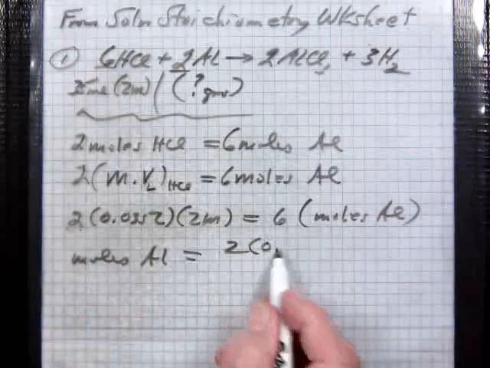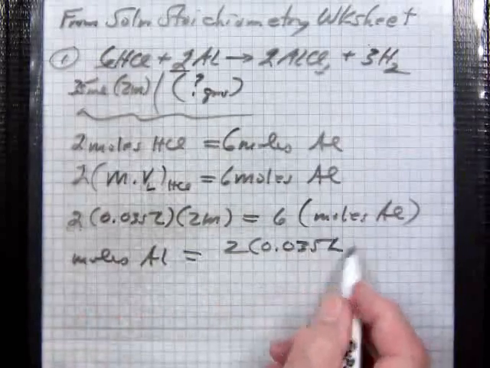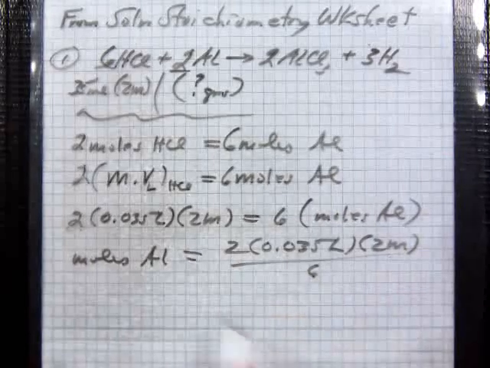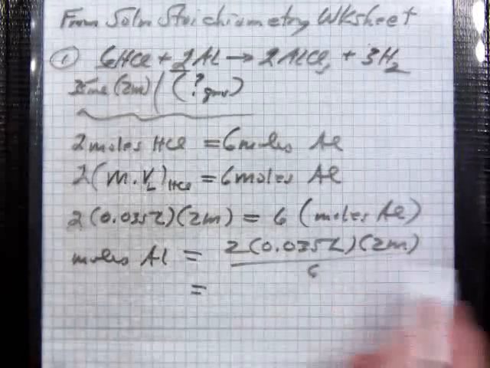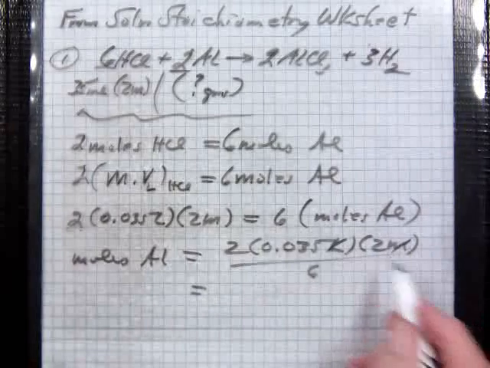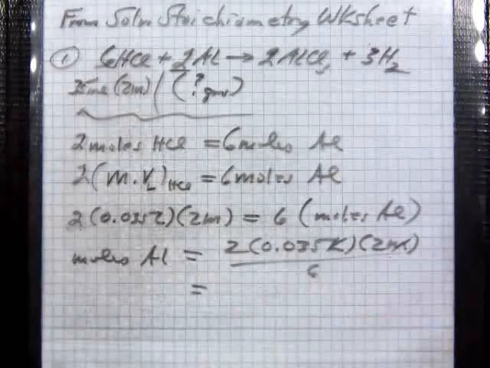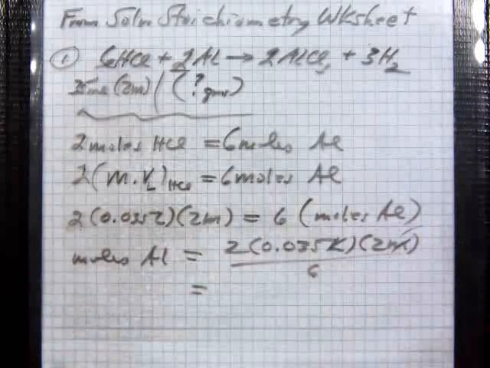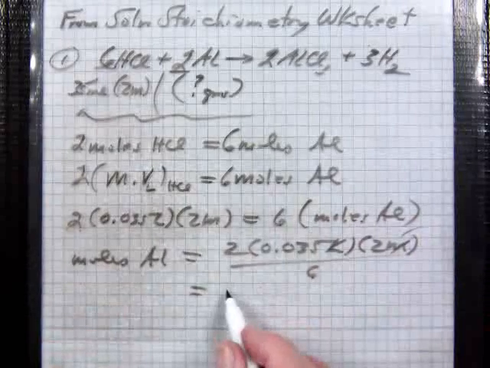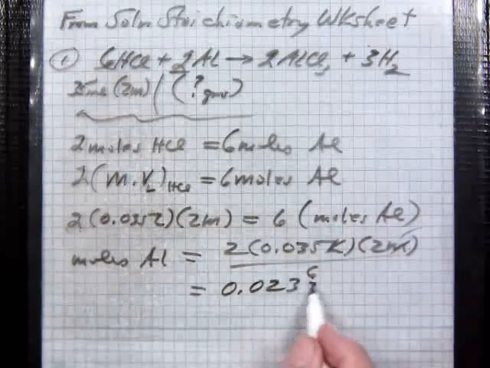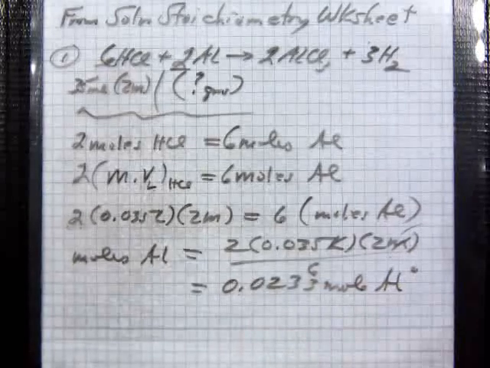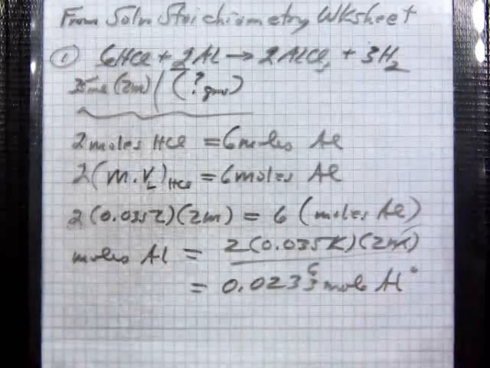2 times 0.035 liters times 2 molar divided by 6. And so this will work out in moles of aluminum. See, moles per liter, and then we wind up, remember that's moles per liter, cancel the liters out. So we're left with moles, and the outcome is, according to my notes, 0.0233 mole of aluminum are needed in that reaction.